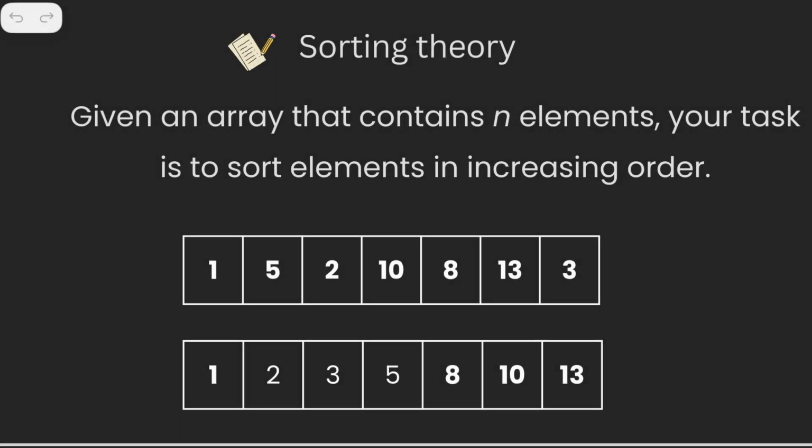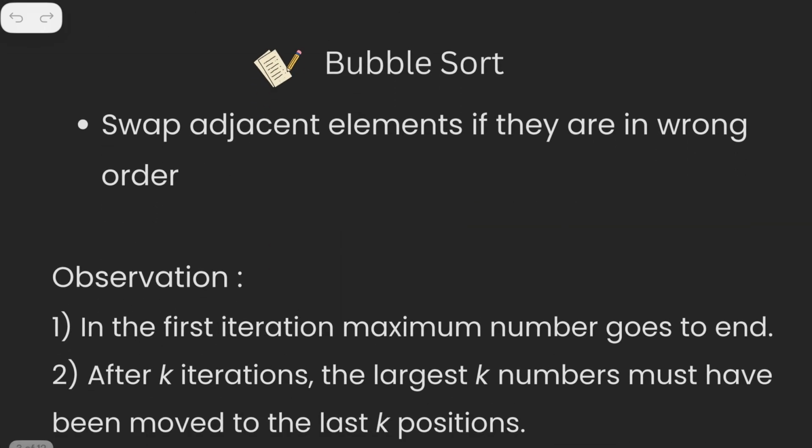So what is sorting, by the way? Given an array that contains n elements, your task is to sort the elements in increasing order. That means arrange the elements in increasing order. So this is what we call sorting in increasing order. This is the input array that you have: 1, 5, 2, 10, 8, 13 and 3. This is random order, and the second array that you have is a sorted array, and sorting is done in ascending order.